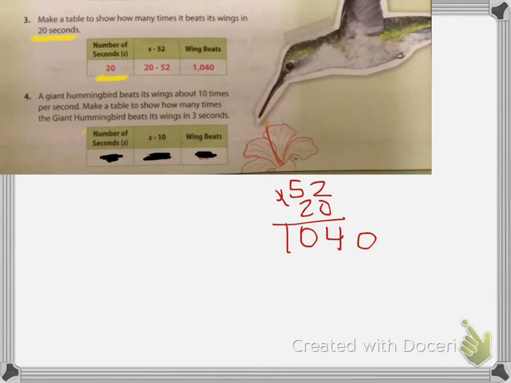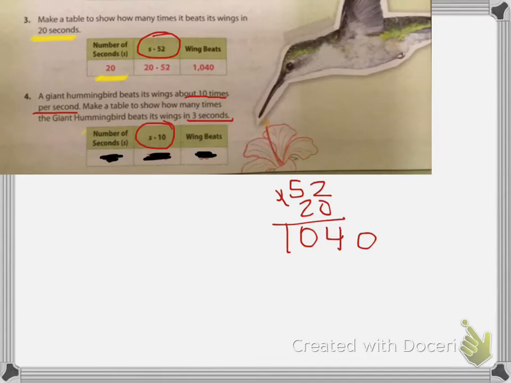If you look at number 4, you're going to do the exact same thing, but you have to read the problem. Be sure that you read each problem. It says a giant hummingbird beats its wings about 10 times per second. So they've changed it. It's no longer this S times 52. This is now going to be S times 10, okay? It says to make a table to show how many times a giant hummingbird beats its wings in 3 seconds.